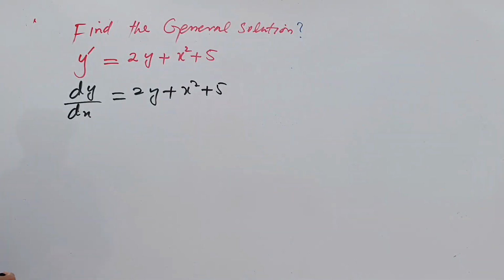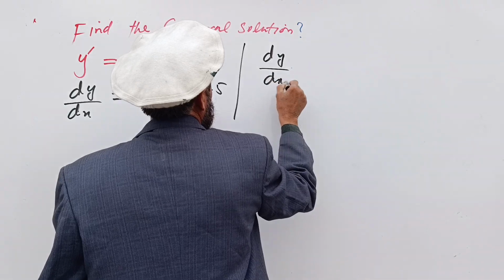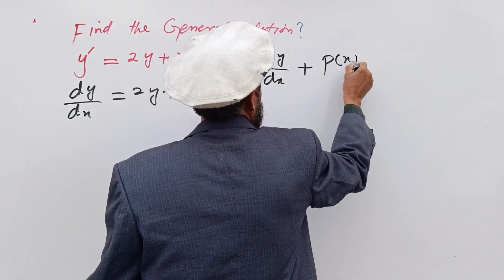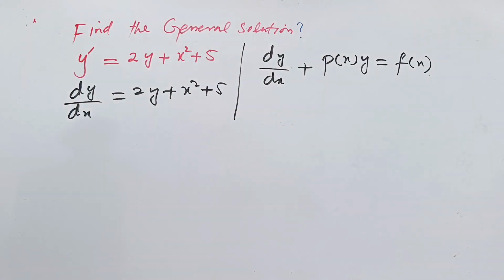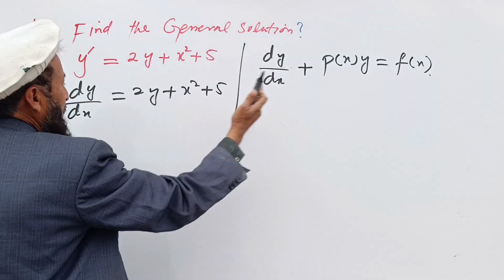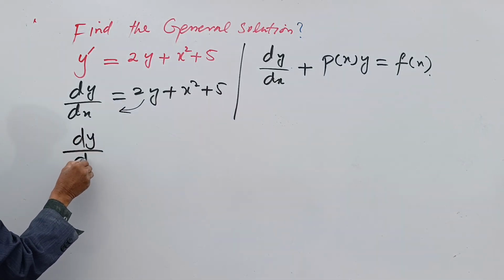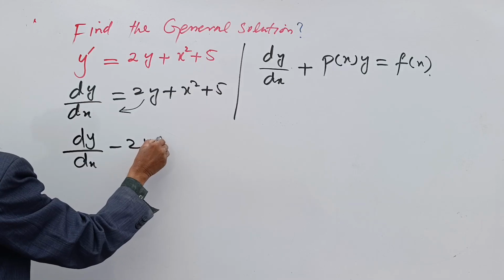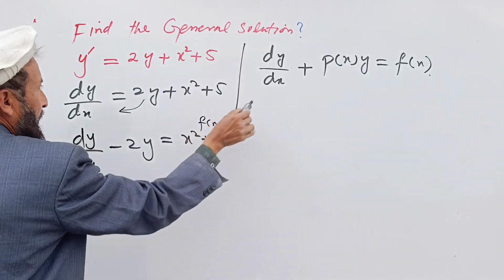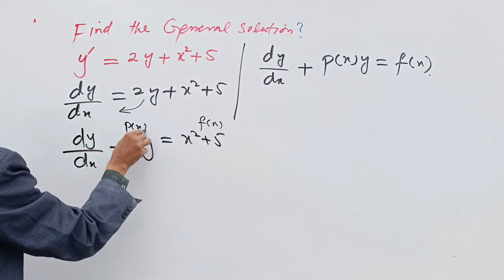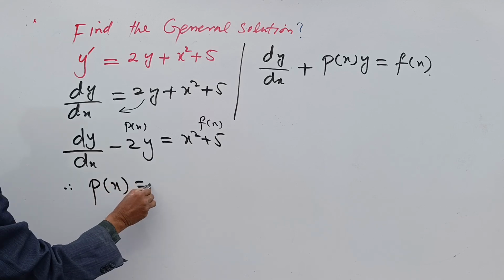Now according to the linear general equation, we can write dy by dx plus p of x into y is equal to f of x. We change the given equation into this form. Here is f of x and here is y. It means that we change it to dy by dx minus 2y is equal to x square plus 5. This is f of x, and comparing, we get p of x is equal to minus 2.